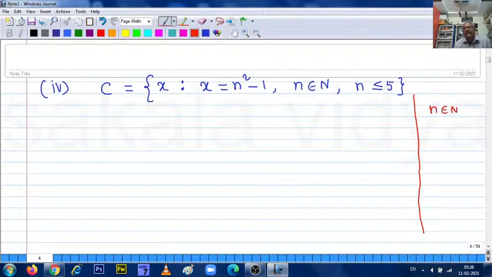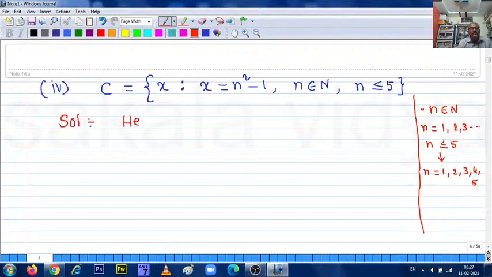N is a natural number first. That means n is equal to 1, 2, 3, and so on. But the condition is given, n less than or equal to 5. N less than or equal to 5 means n is equal to 1, 2, 3, 4, 5 only. N is a natural number and the condition is there. It must be less than or equal to 5, so natural numbers which are less than or equal to 5. That means 1, 2, 3, 4, 5. For each value, we need to find the x value. Then make a list. That list is called the roster form for the given set.